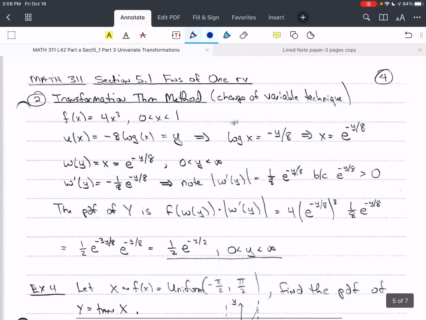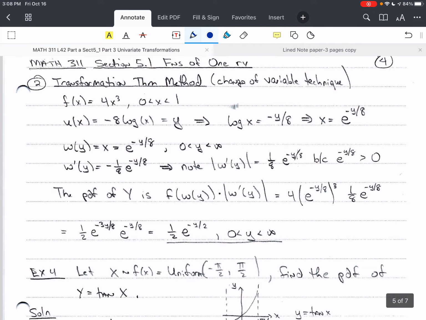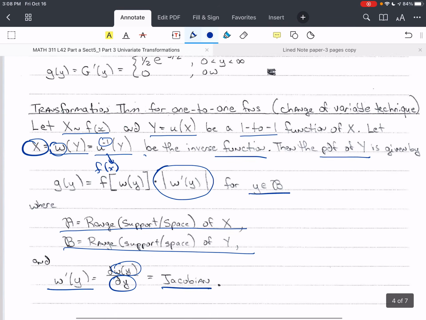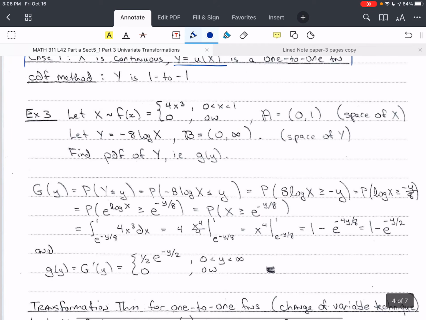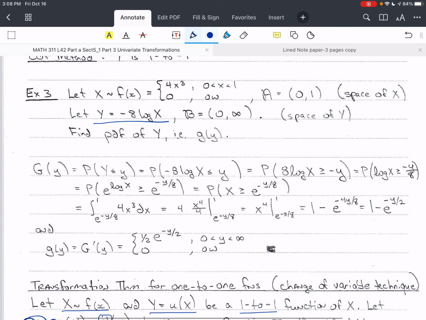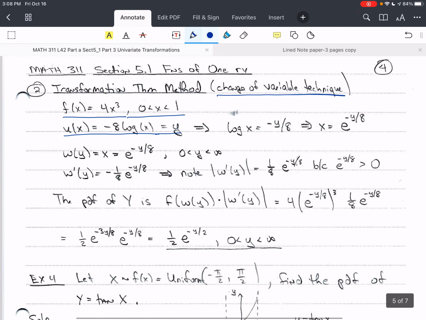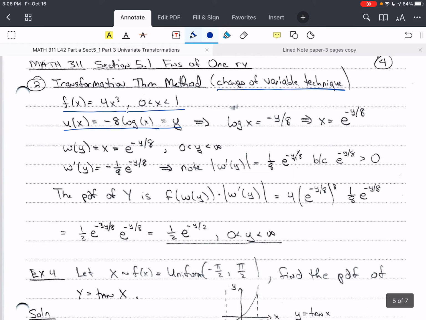So let's do an example so that this makes a little more sense. By the way, not only is this called an inverse transformation theorem, it's also called the change of variable technique or the change of variable theorem. Let's use f of x equals 4x cubed, and x is between 0 and 1. And we're going to let y equal negative 8 times log x. And I believe this is the same example we did here, 4x cubed, and y equals negative 8 times log of x. So we're going to do that same example using the transformation theorem.